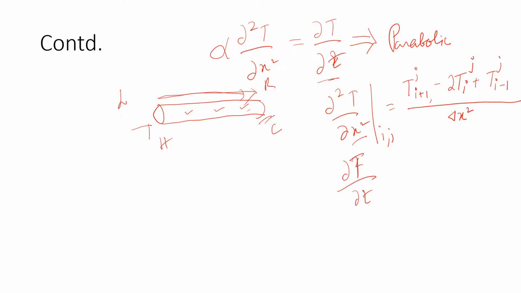by del t at i comma j. This term can be written as T(j+1, i) minus T(i, j) divided by del t. Now, what is this del x and what is this del t?